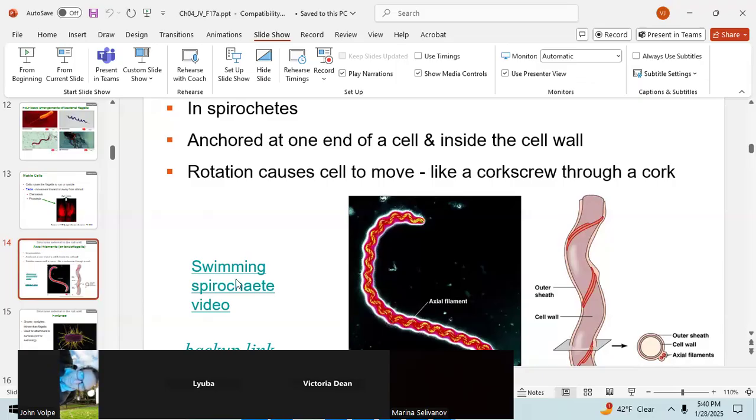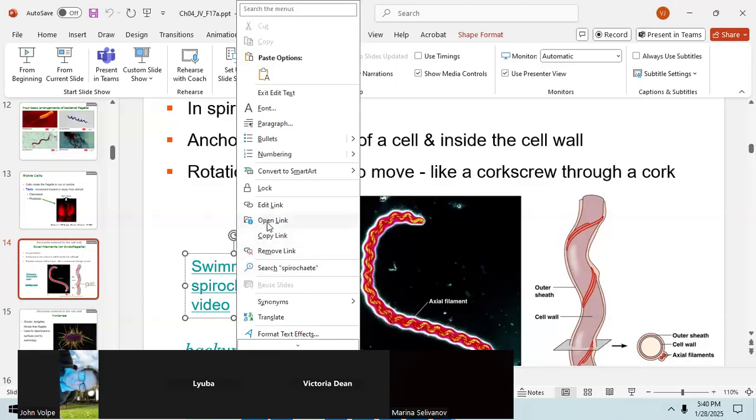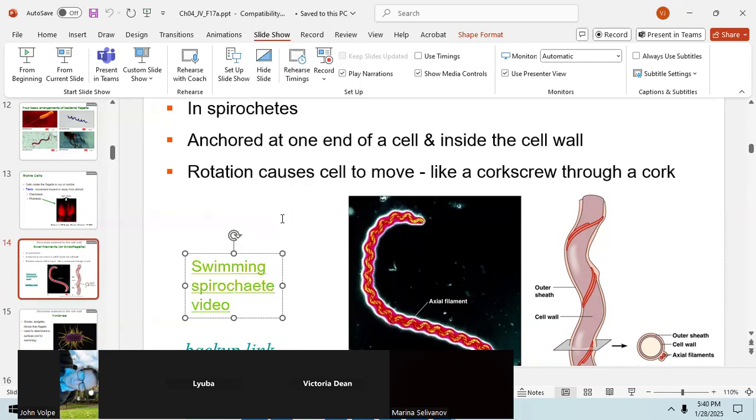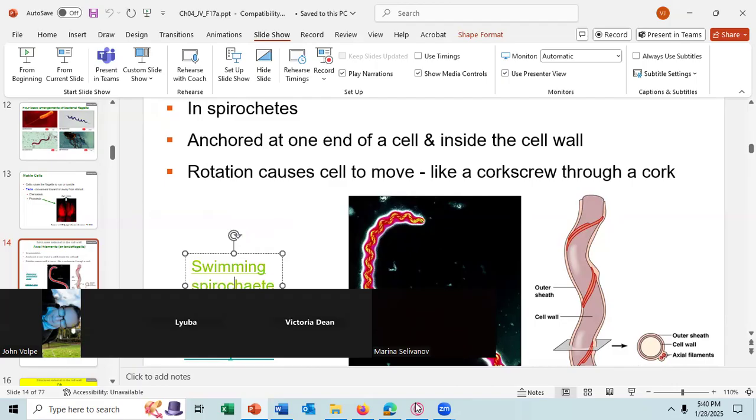Spirochetes have a unique motion where they actually swim in a spirochete type motion. Let me see if I got that up now. Oh, there it is. Just real slow. I don't know why the network is so slow now.